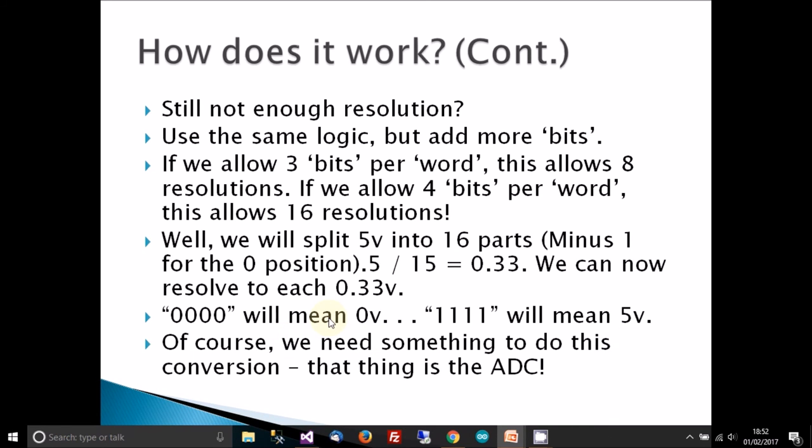So all of this conversion, getting an analog signal and then converting it into a word, into binary, obviously we need something to do that, and that's what an ADC does, and that's why we need it.